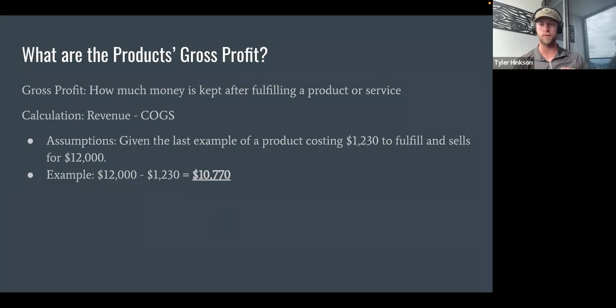So meaning when we sell a product for $12,000, we are spending the difference to make that product, fulfill the product, and $10,770 is what we get to keep as far as gross profit. Now there are other expenses that we have, but that's how much we keep regardless of how many we make or don't make. Everything else is fixed. We'll talk about that later.